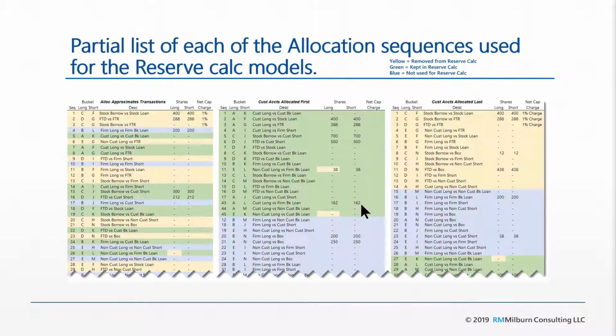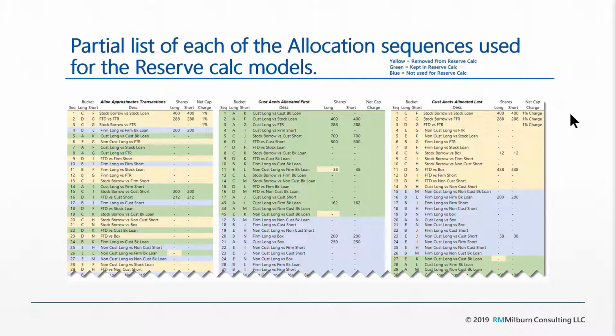Same situation for number 43, you get customer long versus firm bank loan, 162 shares. Again, that's not what we saw before. And finally, the ones, say, firm long versus box. That's the 200 shares that's actually on the bank loan. And you can kind of see by changing the order of the allocations, you can get different results.